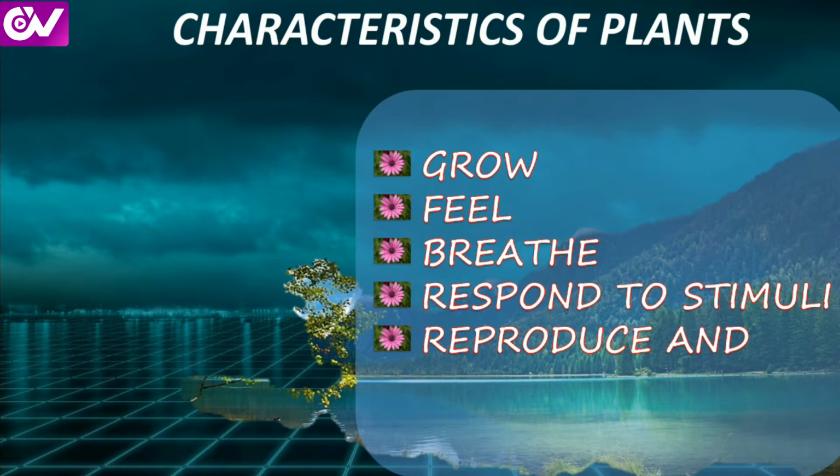Reproduce. Each and every organism in our surroundings reproduces to stay on this earth for many years. Likewise, plants reproduce in two ways: sexual reproduction and asexual reproduction. Excrete refers to eliminating waste from the plant body. So excretion is also an essential characteristic of plants to get rid of their waste. So the main characteristics of plants are to grow, to feel, to breathe, to respond to stimuli, to reproduce and to excrete.